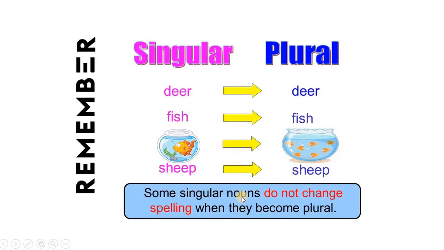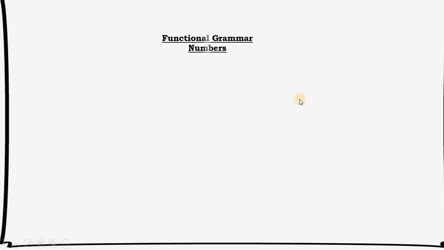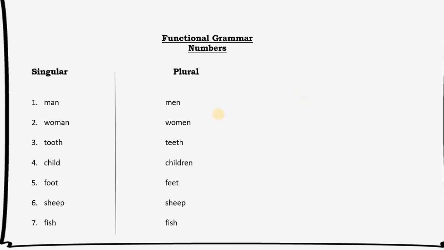Now there are some other cases that you need to remember as well. There are some words that remain the same in their spelling. Deer, deer. Fish, fish. Sheep, sheep. Some singular nouns do not change spelling when they become plural. So they are same in singular and same in plural. Alright? Now remember these words. What are they? Man, men, woman, women, tooth, teeth, child, children, foot, feet, sheep, sheep, fish, fish.